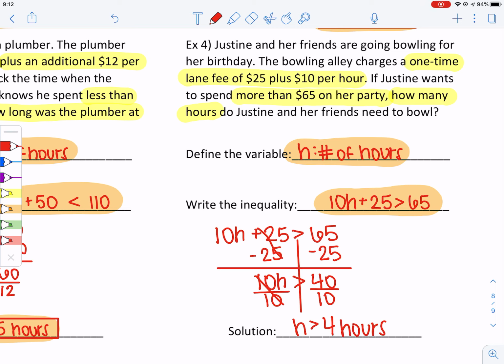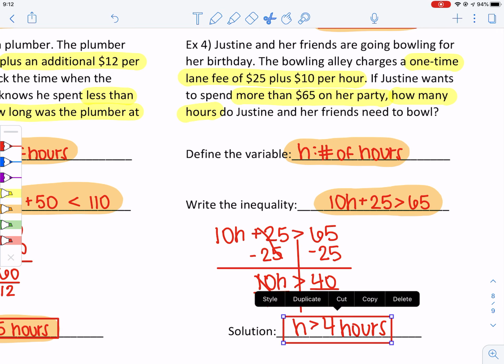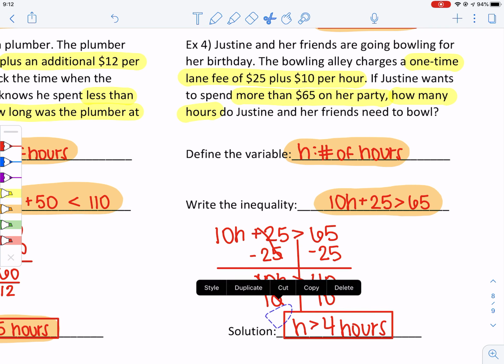So if she wants to spend more than $65 on her party, then she needs to bowl, or her and her friends need to bowl for more than 4 hours. So H is greater than 4 hours. There's our final answer with a label.